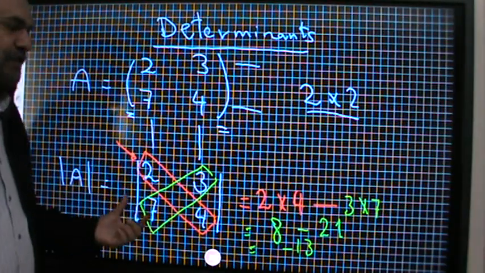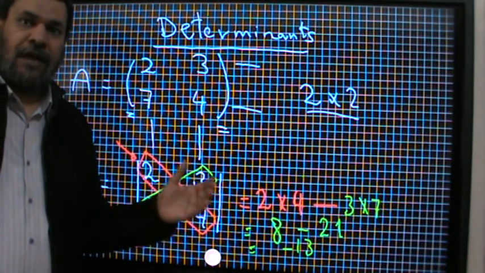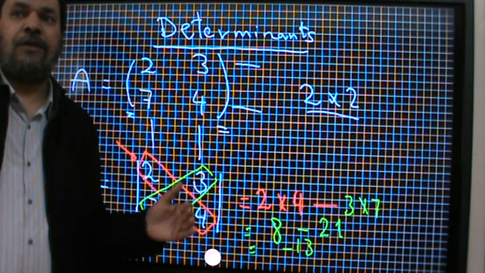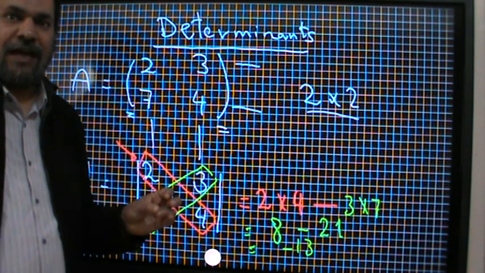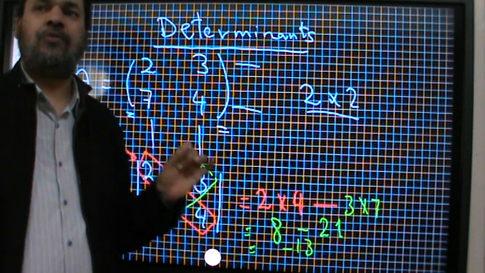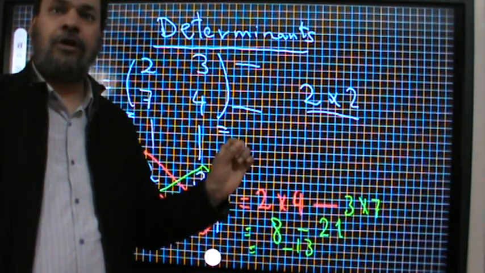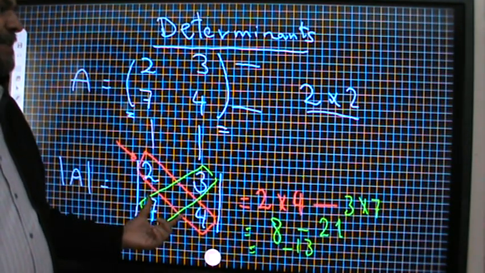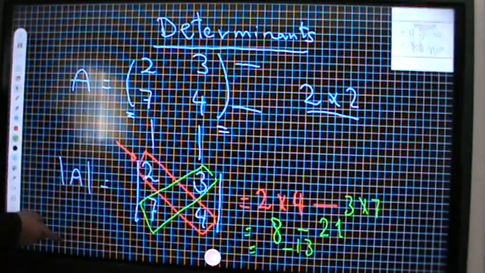Then the value of this determinant is a negative value. In other words, the value of a determinant may be positive, may be negative, may be 0. But the condition to get the determinant of a matrix is that it must be a square matrix, of the second order or the third order. This is the way to expand the second order determinant. Okay, go on.